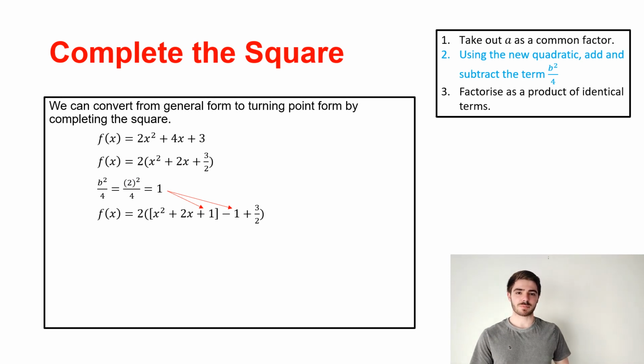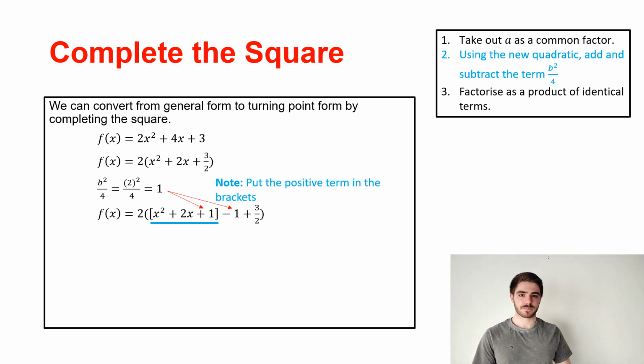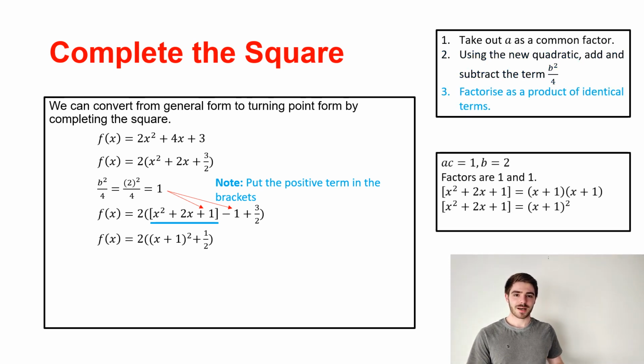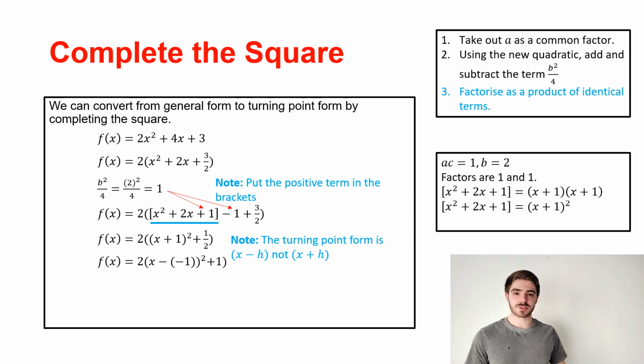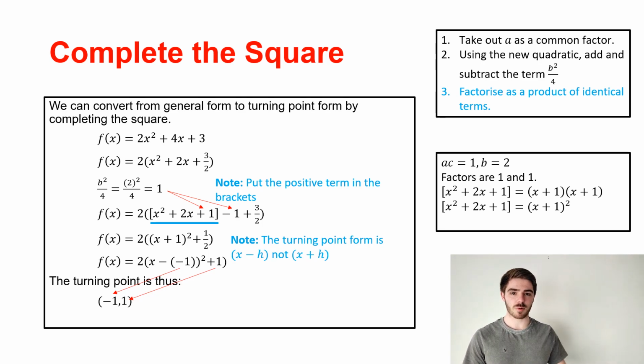This is where we need to be very particular. We have created yet another polynomial which we want to factorize. Specifically choose the positive version of b squared divided by 4. We then want to factorize this new polynomial as a product of two identical terms. This isn't quite yet in the turning point form. If you notice from before, the turning point form is actually x minus h, not x plus h. So we need to do a slight bit of rearranging to ensure that we have our signs in the correct order. Having done this, we've achieved turning point form. Now, we can simply say that the turning point must occur at -1, 1.